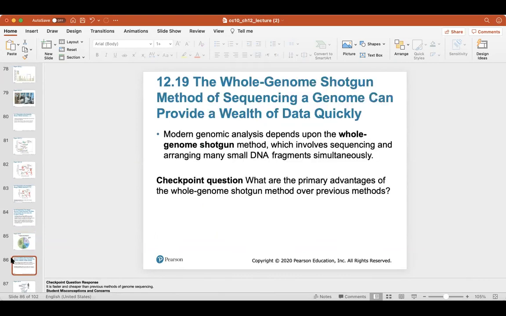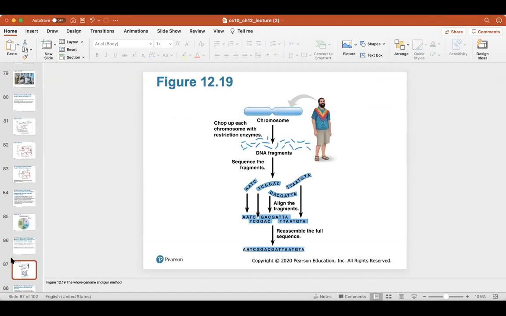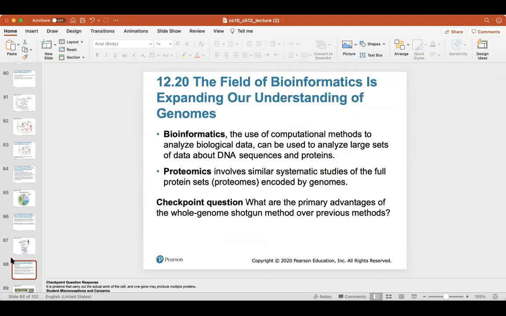Modern genomic analyses can depend upon the whole genome shotgun method, which involves sequencing and arranging many small DNA fragments at the same time. So this is a look at a chromosome, the DNA fragments, and how we can align the fragments and reassemble the whole sequence. Bioinformatics is the use of computational methods to analyze biological data. This can be used to analyze large sets of data about DNA sequences and proteins. Proteomics involves similar systematic studies of the full protein sets encoded by genomes.